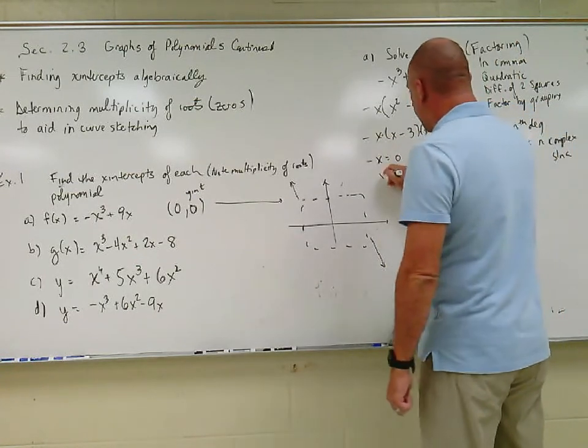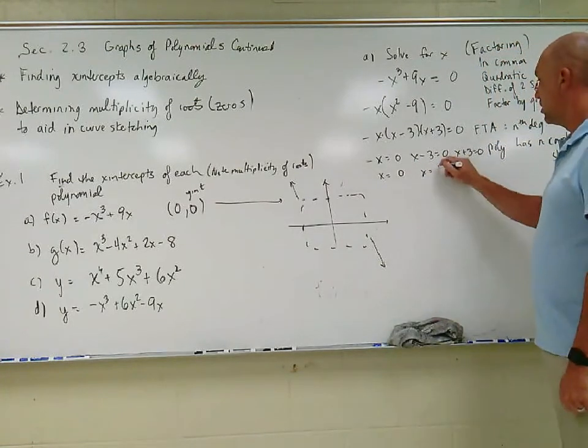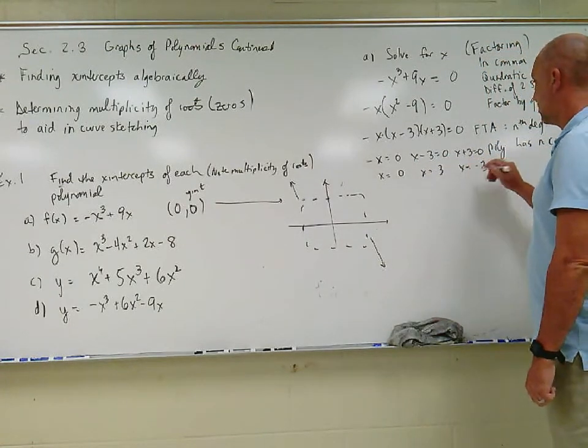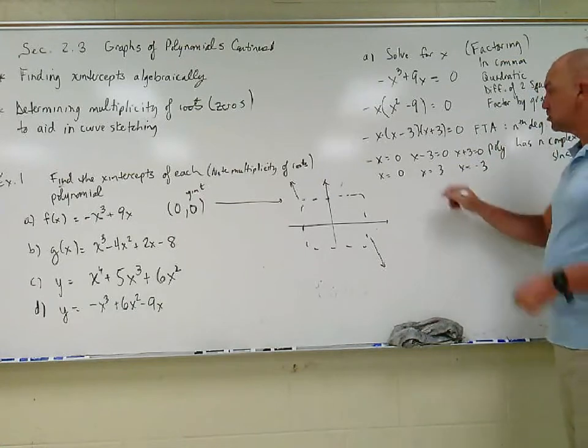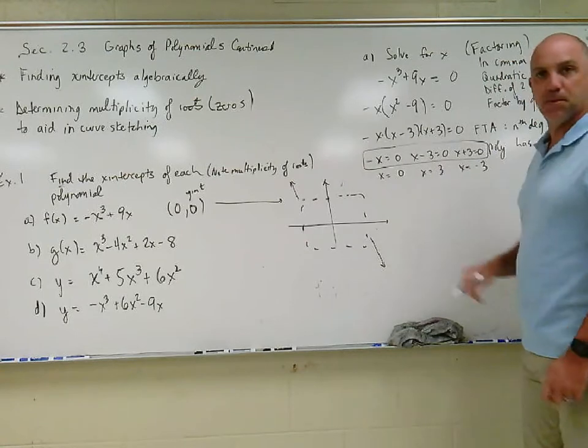Now when I get my answers, I get x is 0, x is 3, and x is negative 3. I call all of those single roots. So here's my thing. Go back one step.